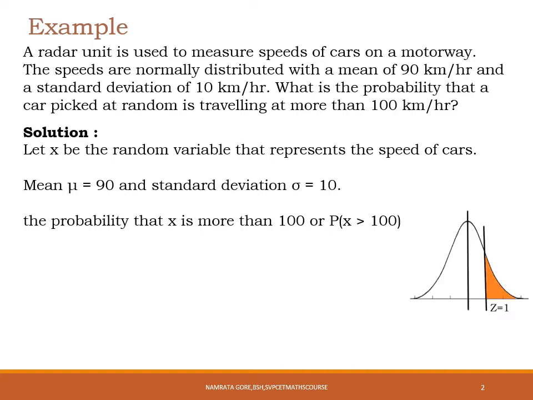So the very first step to solve the problem of normal distribution is to draw the rough sketch of the bell curve. Here we have to assign the values. This is our mean, 90, and now we want to convert it into the standard variate, that is z, and it comes out to be, for x equal to 100, z comes out to be 1.